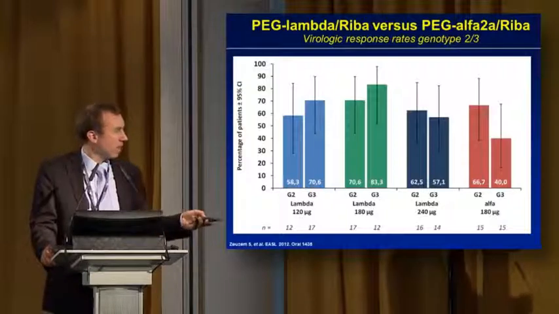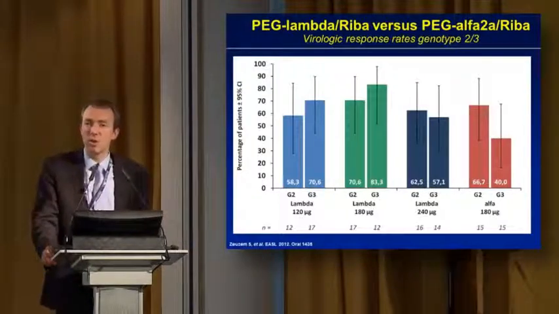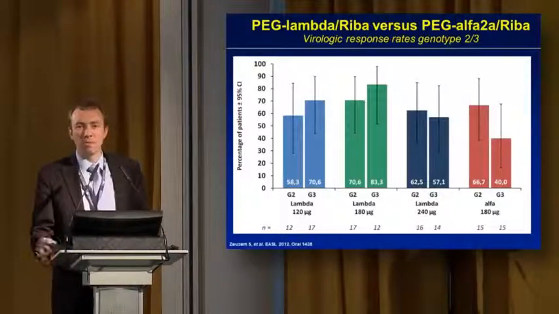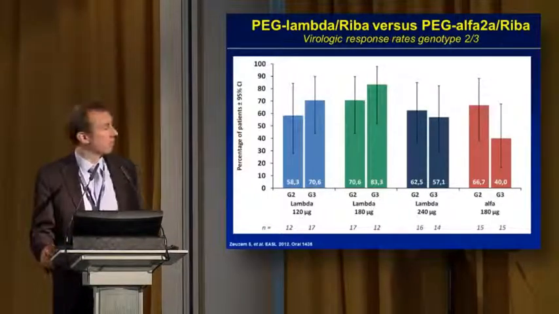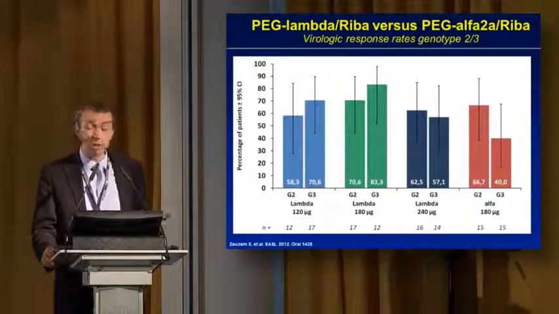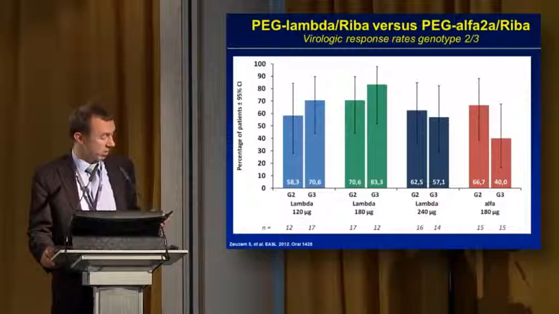The numbers of patients here in the different groups are relatively small, but at least this gives hope that with interferon lambda, maybe because of the higher activity in the liver, we can achieve higher sustained response rates in genotype 3, the most difficult to treat patients.